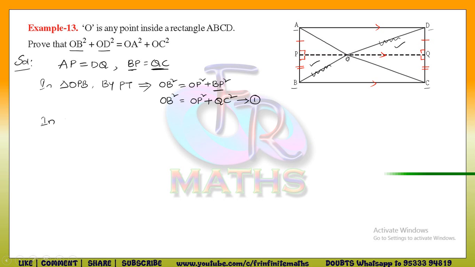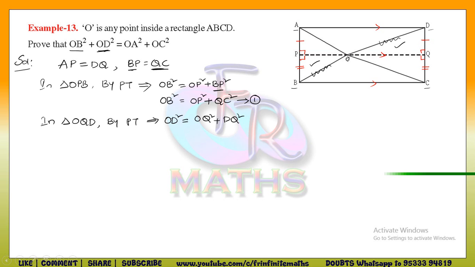Next, moving on to the next triangle. So the triangle OD. Where is the triangle OD? It is present in OQD triangle. So we are going with OQD triangle. In triangle OQD, same by Pythagoras theorem, what I can say, OD square is equal to OQ square plus DQ square.